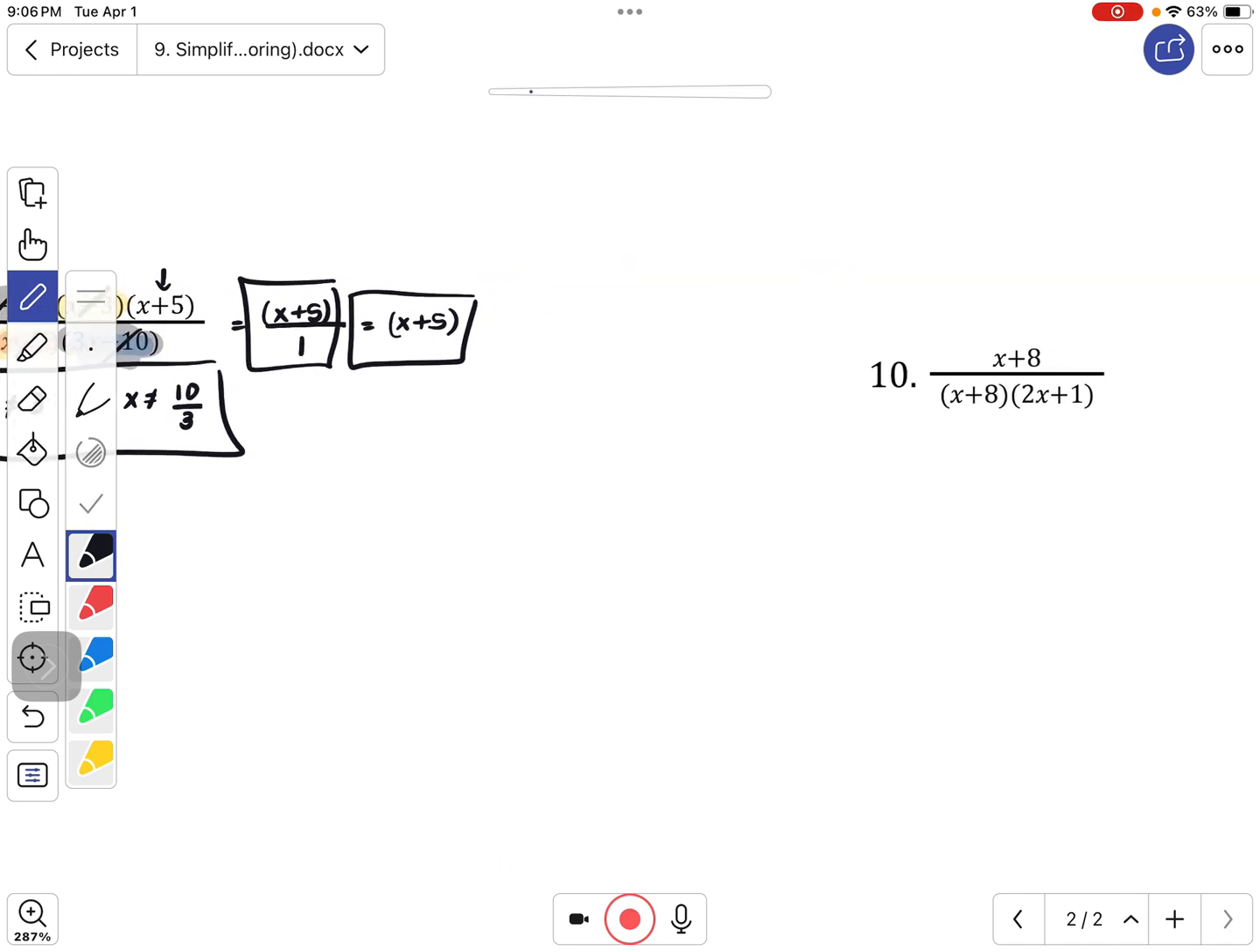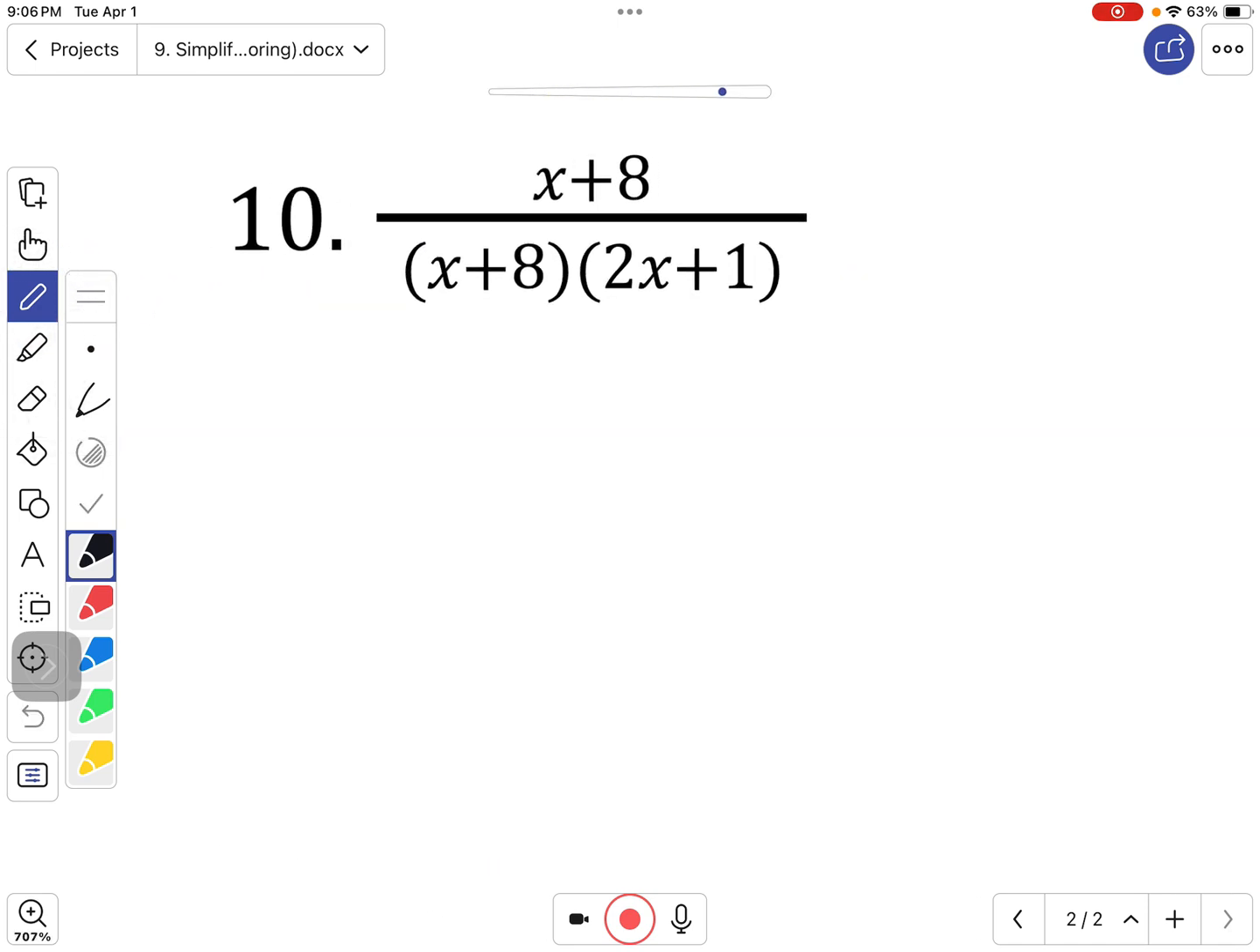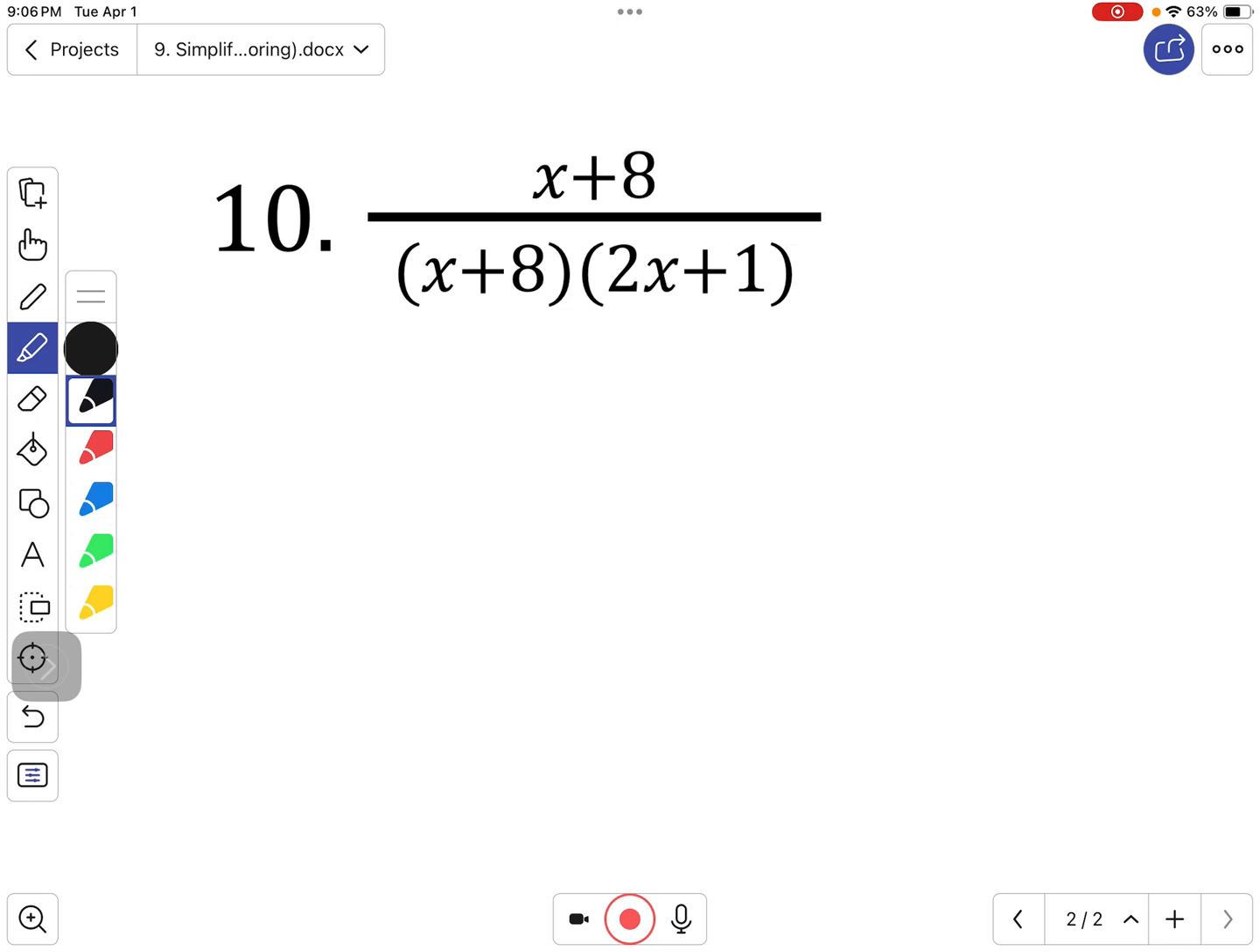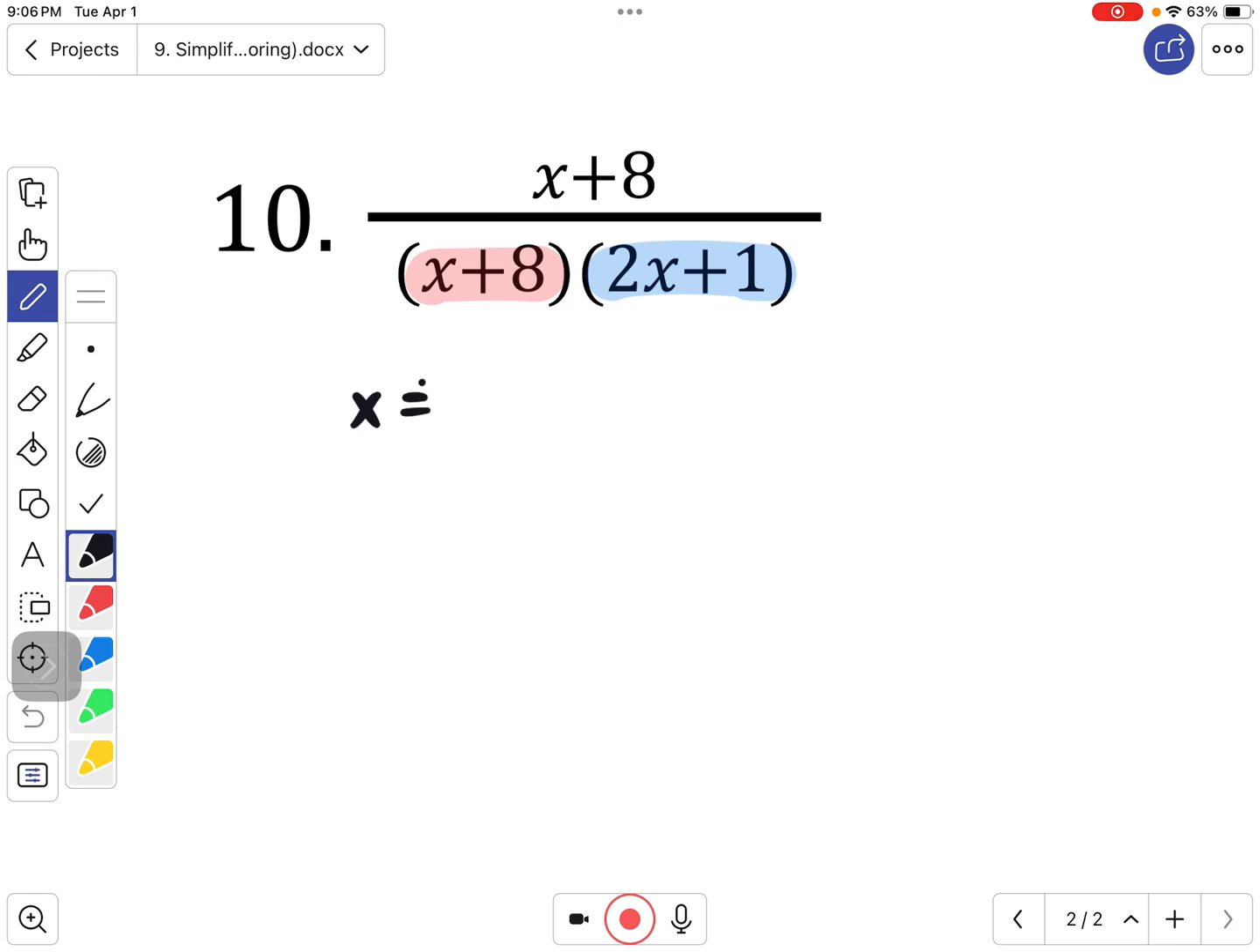Okay, let's do one more. Number 10. Okay, I'm going to look at this one and then at this one. I'm going to find my undefined. So x cannot equal, it's a positive 8, so now it's going to be a negative 8 in my red.